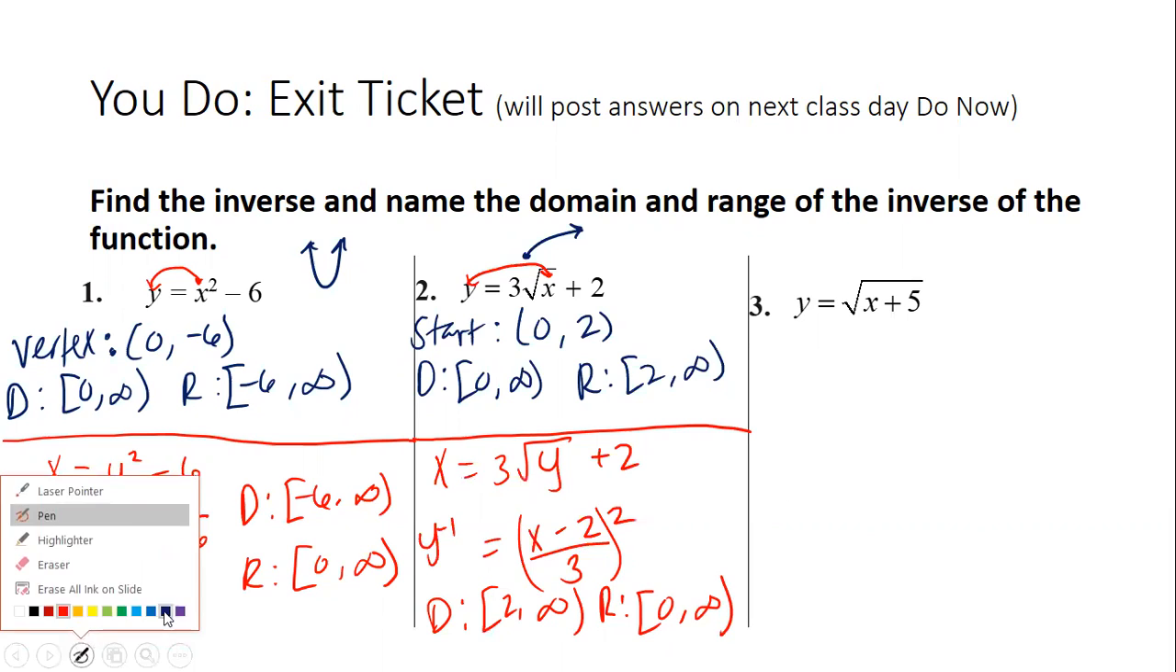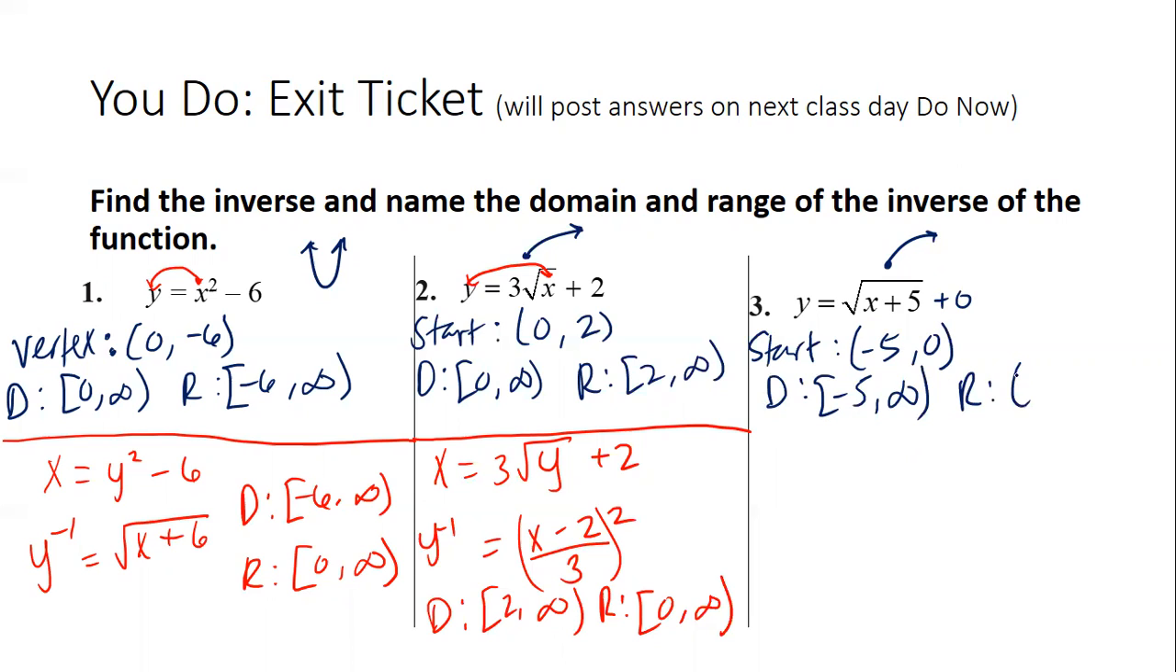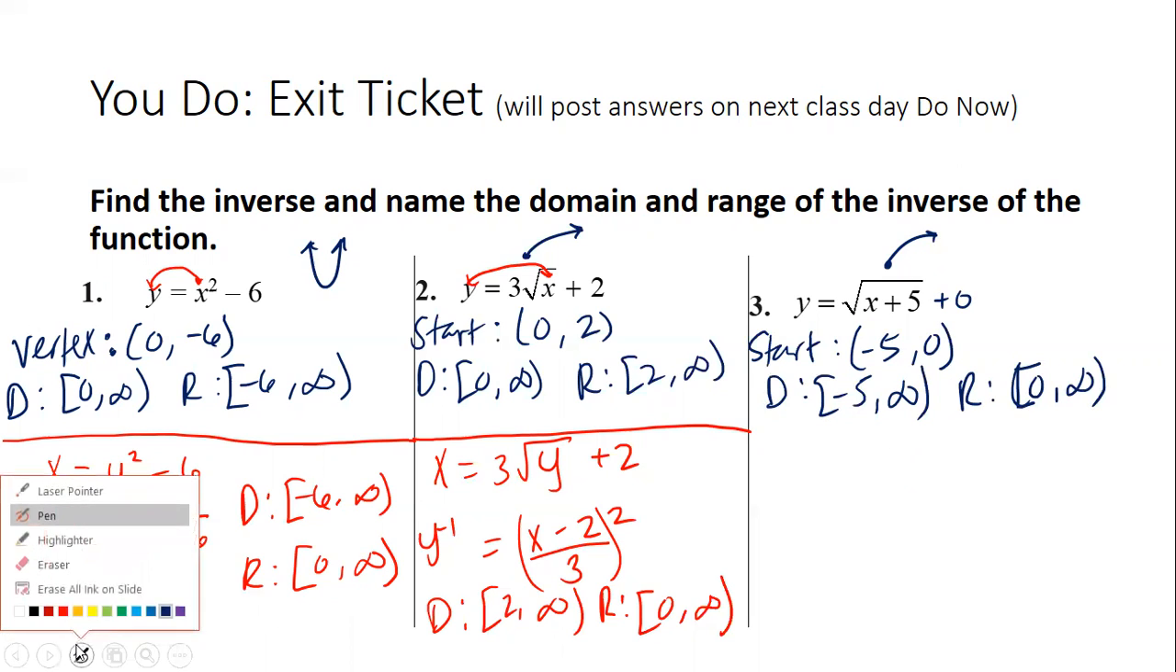Okay, then last one. Again, we have another square root. So we don't have a vertex, but we do have a starting point. This time, we have our positive a. There's nothing there, so it's positive 1. And our h is, remember, x's are liars. So it looks like it's a positive 5, but it's actually a negative 5. And there's no k, so it's plus 0. So we start here. So therefore, our domain is from -5 to infinity. And our range is from 0 to infinity. All right, so we're going to pause, and I'm going to let you find the inverse.